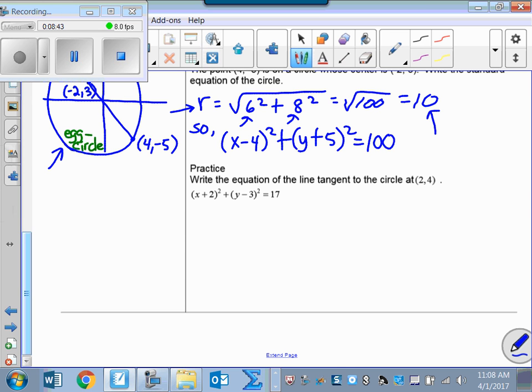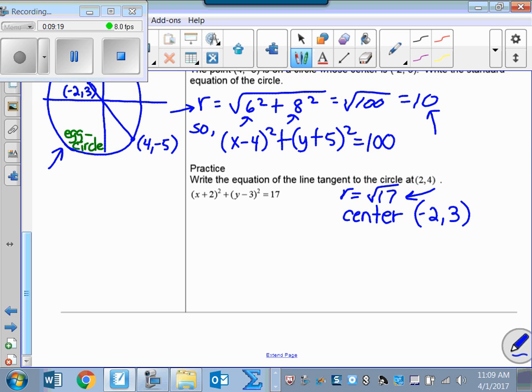Okay, how about this? Write the equation of the line tangent to this circle at 2, 4. Okay, this is a good one. We haven't done one like this, so let's do this. Let's figure out what our radius is first. What is our radius? It's the square root of 17, right? I don't know why my board is writing wobbly like that, but it is nevertheless. Okay, so tangent. So let me come over here and sketch this thing. My center of this circle is at -2, 3.